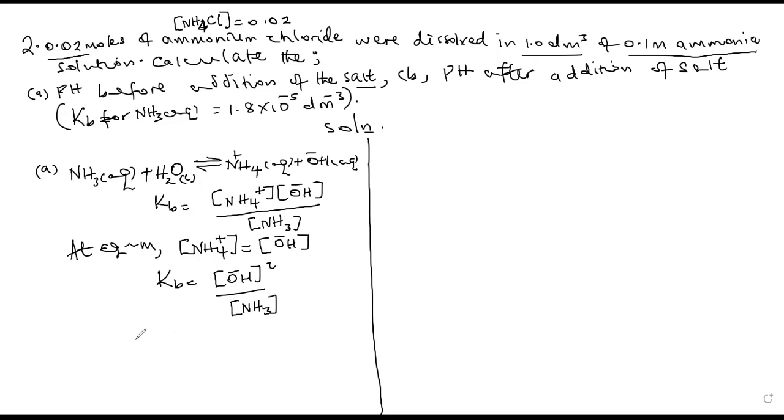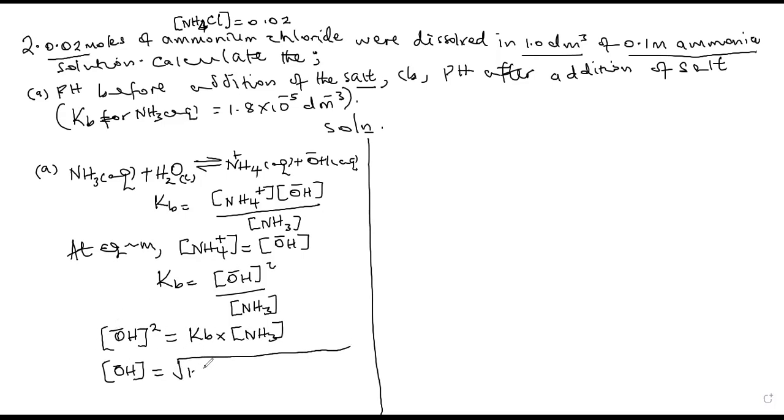It means that to get the concentration of hydroxide ion, if you cross multiply, it will be Kb times the concentration of ammonia. Now, it means that the OH concentration will equal the square root, because here it is squared, so we take the square root.